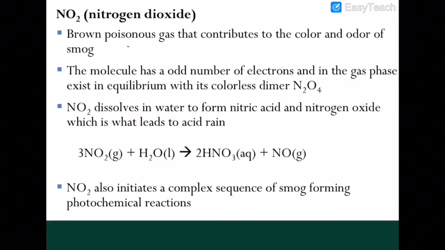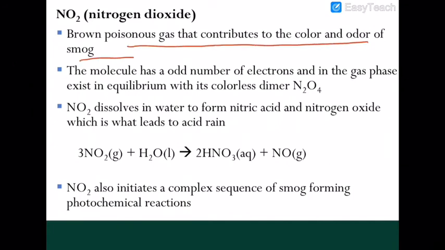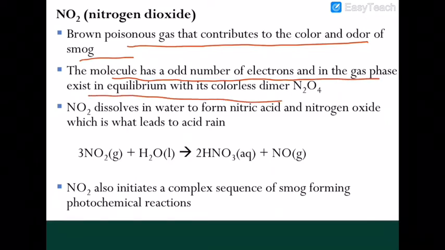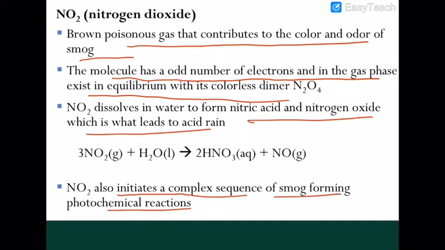Nitrogen dioxide. It is a brown poisonous gas that contributes color and adds to the smog. You can find the smog in various cities. The molecule has an odd number of electrons, and in the gas phase it exists in equilibrium with the colorless dimer N2O4. I already discussed that with you. N2O4 dissolved in water gives you nitrous acid and nitric acid. Okay, NO2 is an odd electron molecule and it leads to acid rain. NO2 initiates a complex sequence of smog forming photochemical reactions.